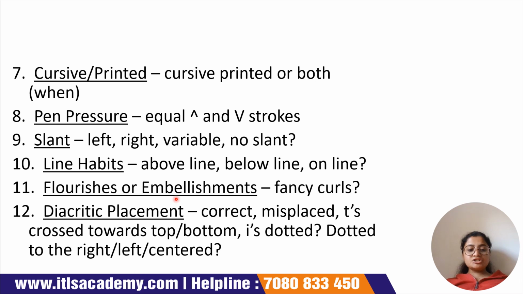Eleventh is flourishes or embellishments, fancy curls, if there are any, because many people have a tendency of writing in the pattern of printed versions. So whether that pattern is present or not, whether it's a simple handwriting or it has those fancy curls. And the last characteristic that we need to know is diacritic placement, meaning correct, misplaced, crossed towards the bottom or not, whether dots are present, dotted to the right, left, or centered. These are the things which come under diacritic placement.